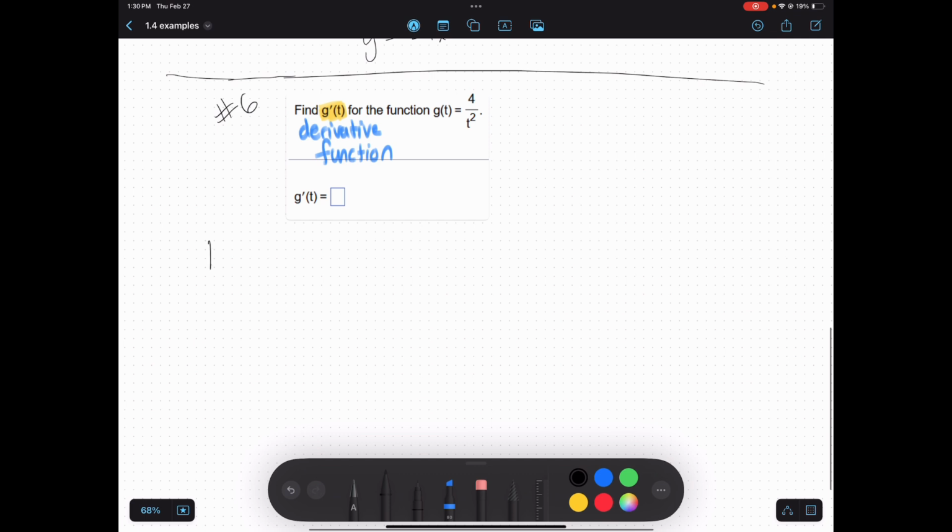So I'm still going to use my limit definition of a derivative, but instead of plugging something in for x or plugging something in for t, I'm just going to leave it.